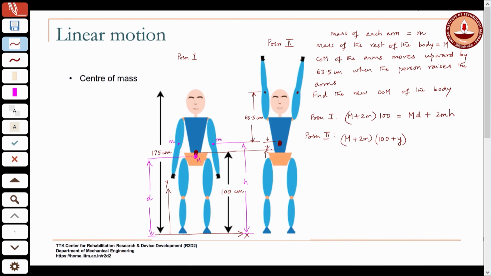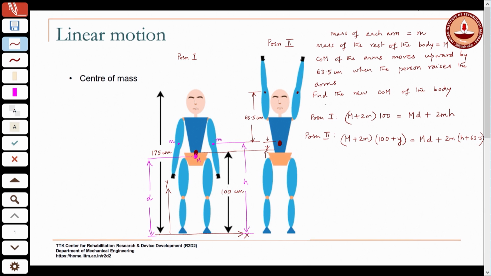That is the location of the new center of mass, and this is equal to, now the configuration of the rest of the body has not changed. There is a reason I split it into the mass of the arms and the mass of the rest of the body. So, that will still remain capital M into d in the new configuration, and for the arms I know that it is now at h plus 63.5.